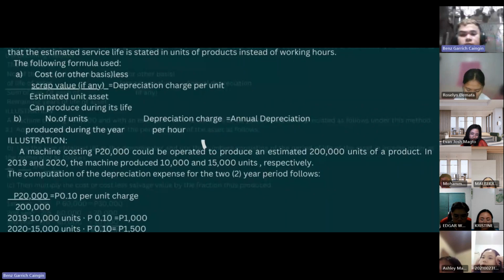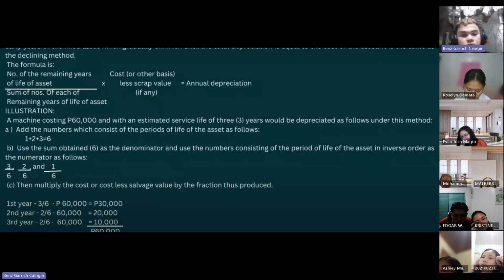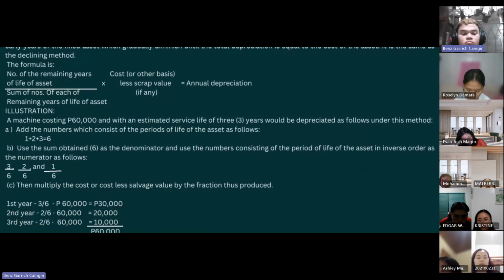So let's proceed to the last one, which is the sum of the years digits method. This is a method of depreciation where bigger depreciation expenses are provided during the early years of the fixed asset, which gradually diminish until the total depreciation is equal to the cost of the asset. It is the same as the declining method.